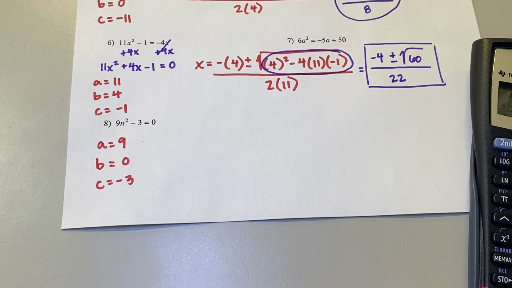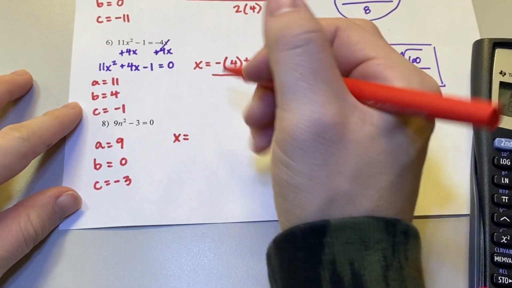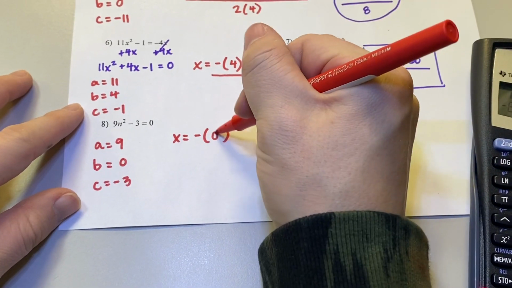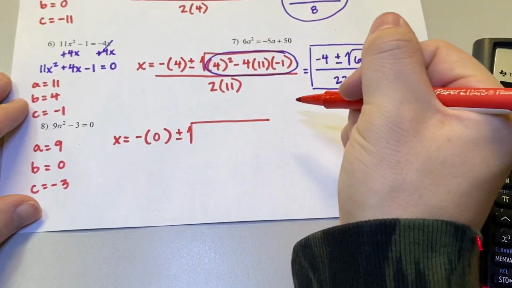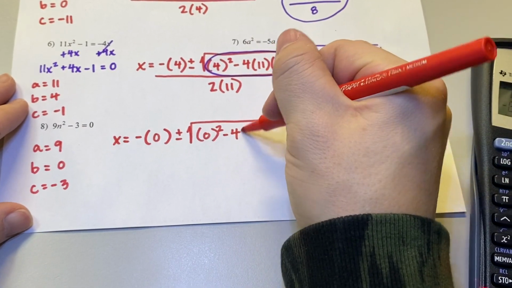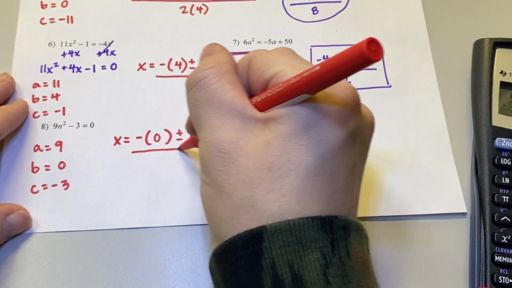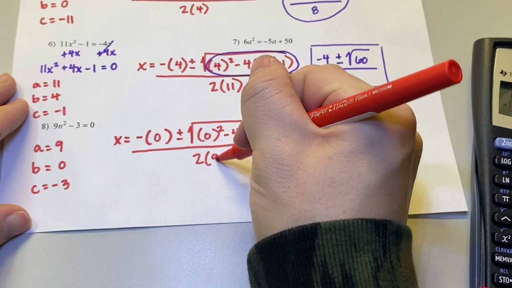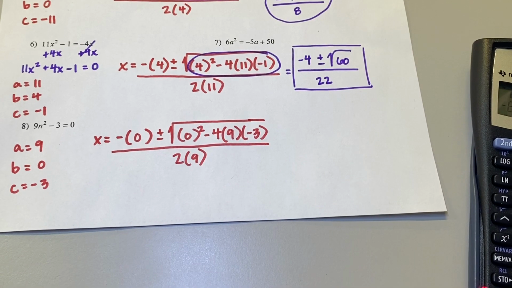Okay, so now that we know A, B, and C, let's go ahead and plug it into our formula. Here we go. Same thing. X is equal to negative B, -0, plus or minus square root of B squared minus 4 times A times C, all being divided by 2 times A. We identified A, B, and C. We put them where they go.